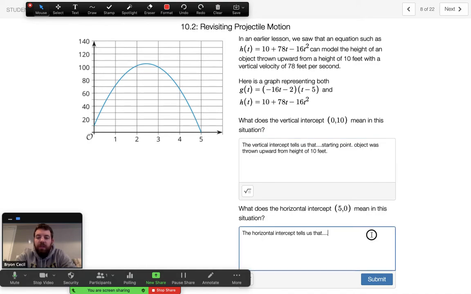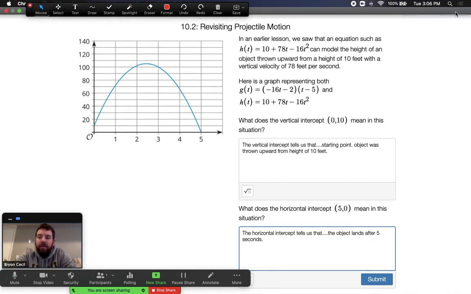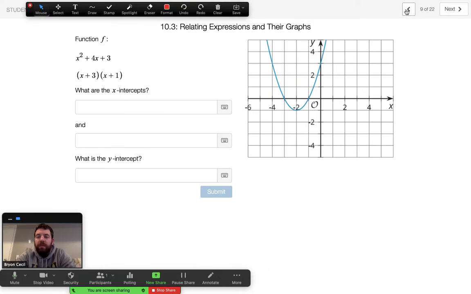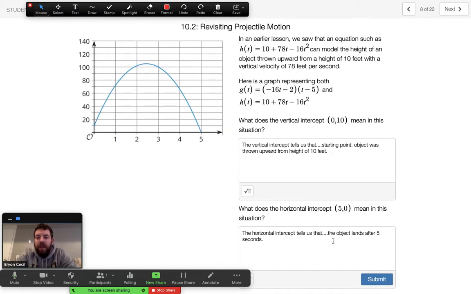And what does the horizontal intercept 5, 0 mean in this situation? It means that it lands after 5 seconds, right? At 1 second I'm here, 2 seconds, 3 seconds, 4, 5. So it tells us that the object lands after 5 seconds. Okay? Because again, at 5 seconds I have a height of 0. Remember, the height is a function of time.